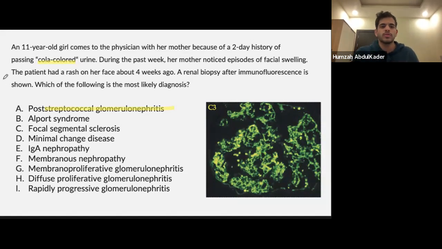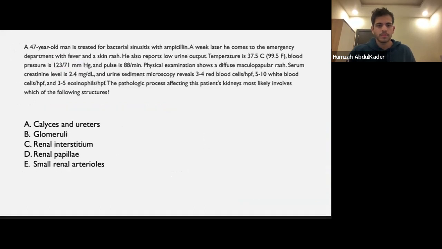An 11-year-old comes in with a 2-day history of passing cola-colored urine. She had a rash on her face, so she had a previous infection. This is, I think, a pretty easy question that will most likely come up, and you should get it right. There's no reason why you should be getting questions like this wrong. So I'll move on to the next question. It was a little bit more difficult.